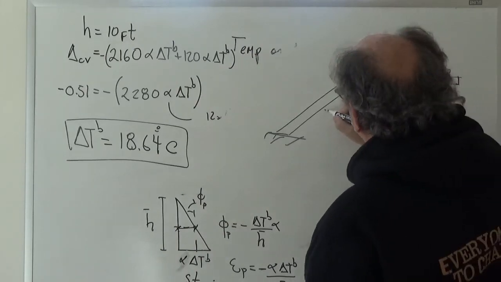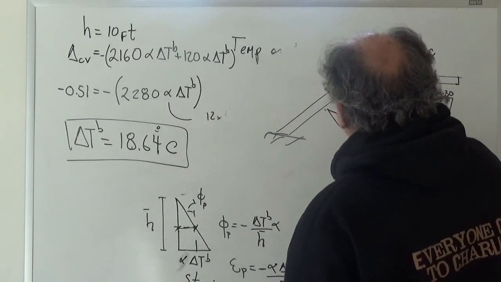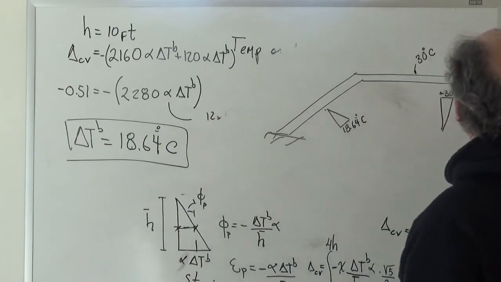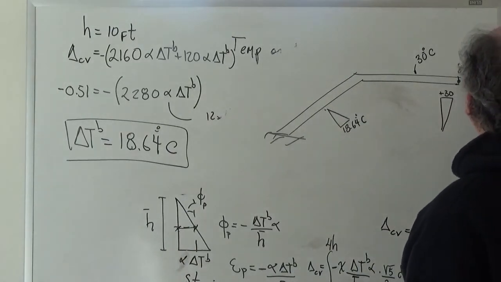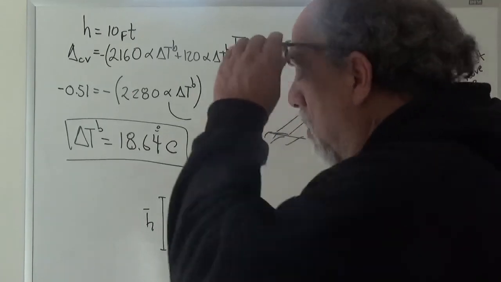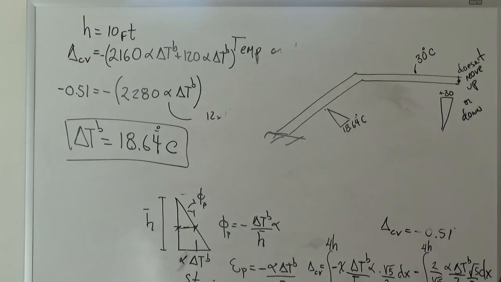If we come to this bar then, and we heat the bottom by 18.64 degrees centigrade, then this point doesn't move up or down. It might move horizontally, but it does not move up or down. Actually, it will move horizontally, but it doesn't move up or down. Okay?